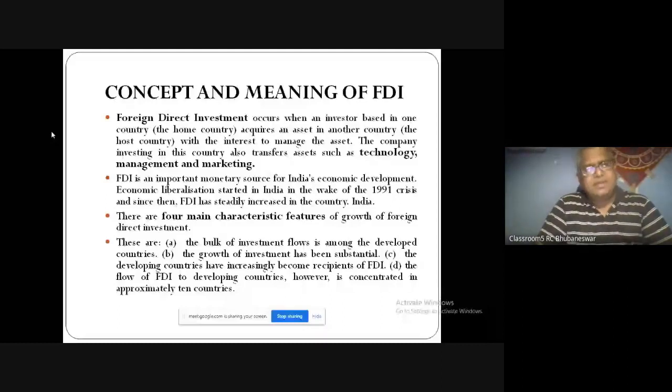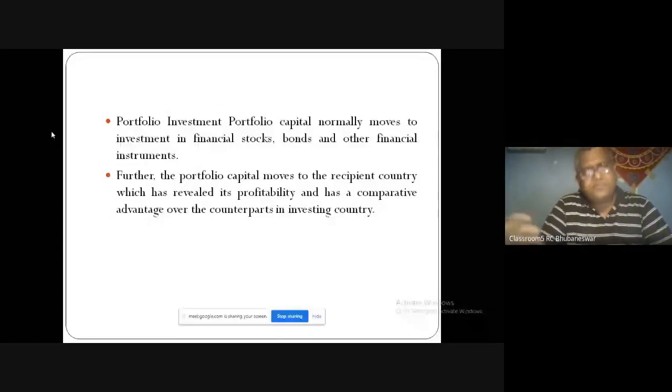My dear students, if you talk about foreign direct investment, another concept comes up, that is called portfolio investment. What is portfolio? My portfolio is lecturer in commerce, but here portfolio investment means that which is related to a financial portfolio: financial stocks, financial bonds, or any other financial instrument, through gold or land or anything. That type of portfolio arises through the investment avenue pattern of a particular country. My dear students, if you talk about portfolio capital, it means the recipients of a country, which reveals the profitability and comparative advantage over the counterpart of the investing country.